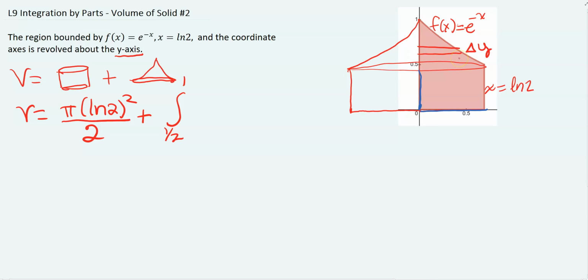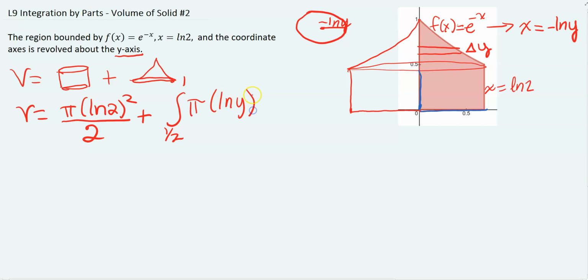The cross-section is a circle, and the radius goes from here to here, which would just be the x value. From here, you would say x is equal to negative ln of y. So that would be pi r squared, with r being negative ln of y, multiplied by how thick? Pi ln of y squared dy, and the negative doesn't really matter, because when squared it becomes positive.